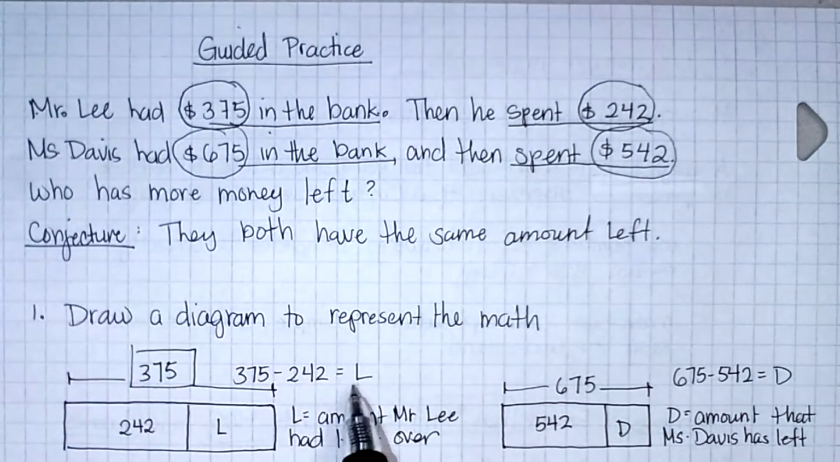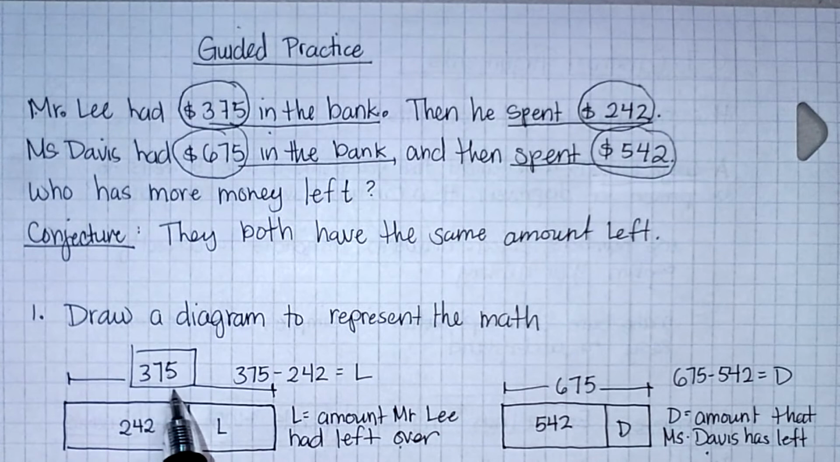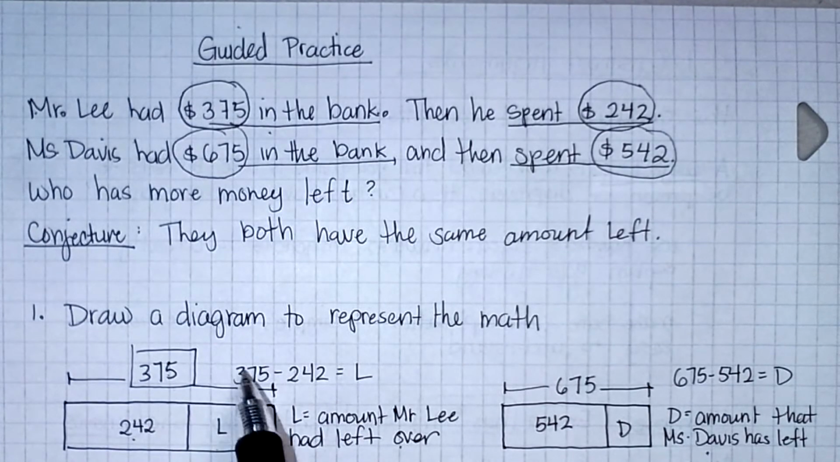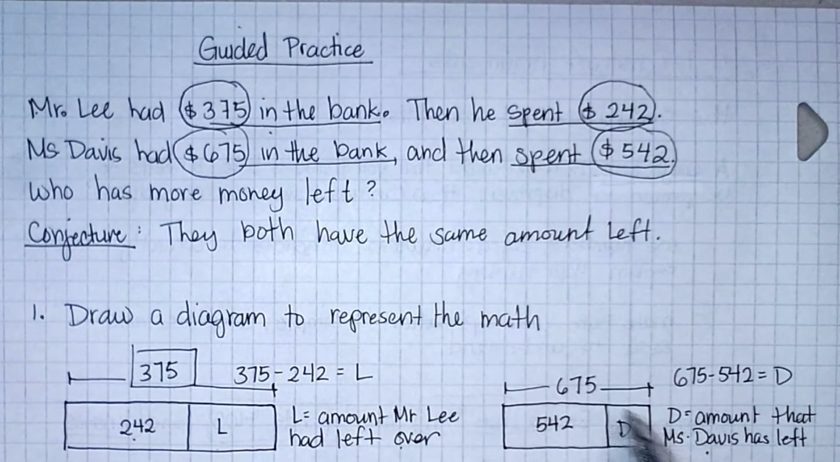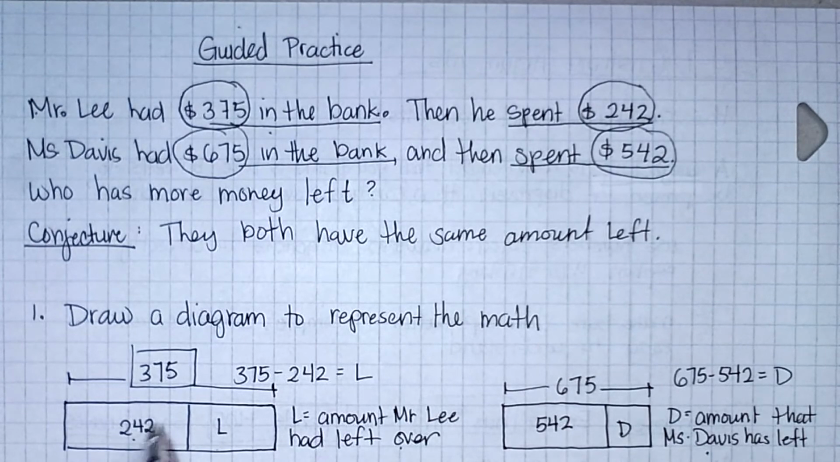So for Mr. Lee, I put an L. L is the amount that Mr. Lee has left over, and D is the amount that Miss Davis has left over. So he started with $375. He spent $242, and he has something left. So 375 minus 242 is equal to L, the amount that Mr. Lee has left over. And then for Miss Davis, her total was 675. She spent 542, and that leaves me with D, the amount that Miss Davis has left over. So 675 minus 542 equals D. So I drew my bar diagrams to show my math.